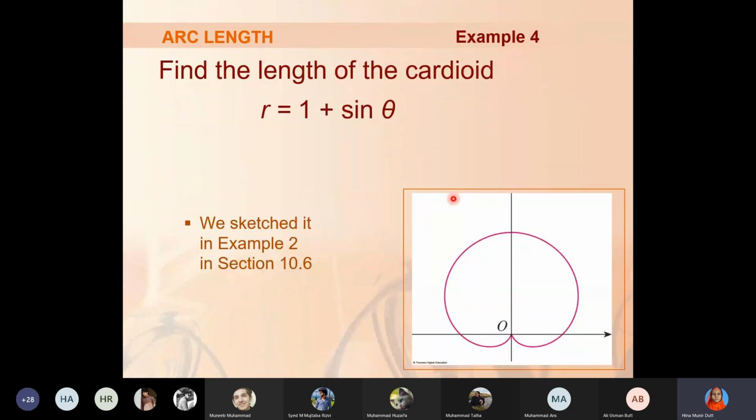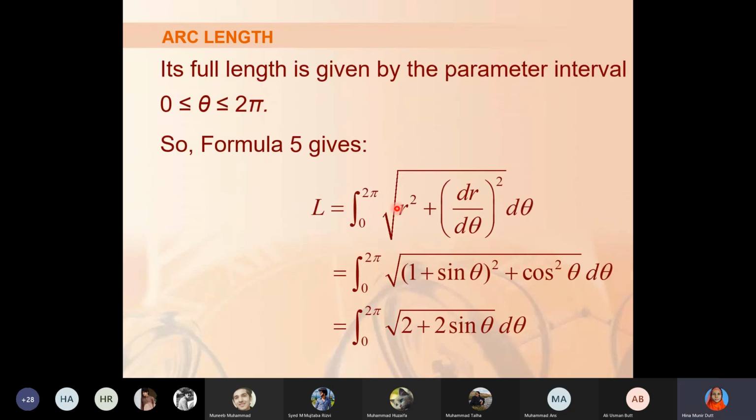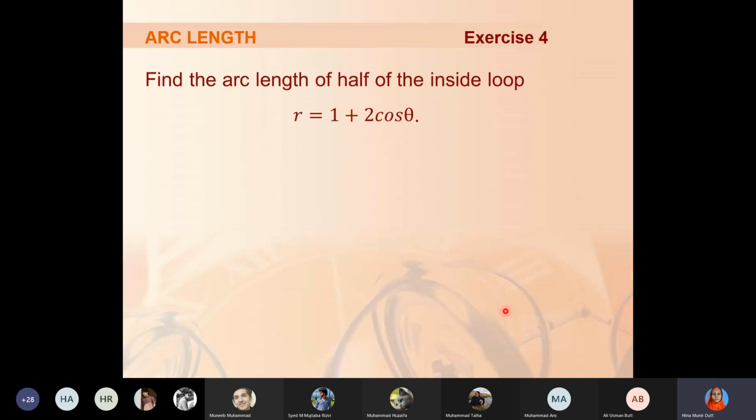Okay. Find the length of the cardioid r is equal to 1 plus sine theta. So the first step is to draw this cardioid r is equal to 1 plus sine theta. We have sketched this curve in section 10.6 in example 2, and in that sketching you have seen that this curve is sketched when we take the values of theta from 0 to 2 pi. So the limits of theta are from 0 to 2 pi, r square plus dr over d theta whole square would be the integrand. Simply put r equal to this and dr over d theta is equal to this, and then integrate it. I will solve this example for you.